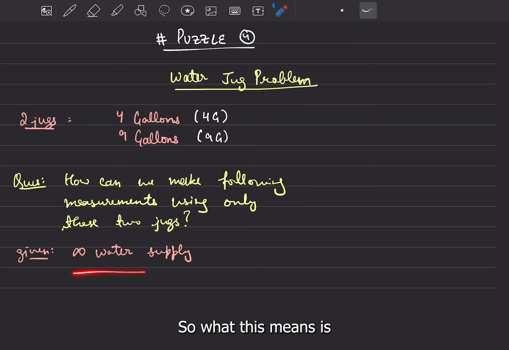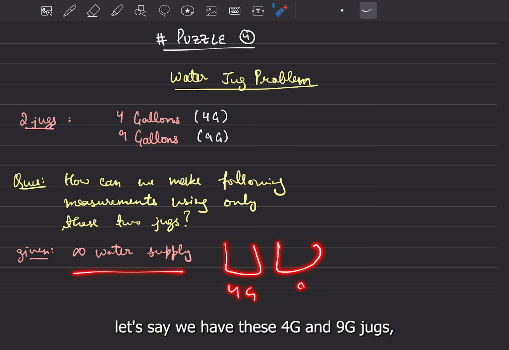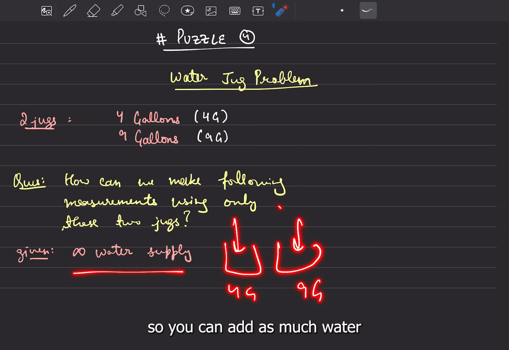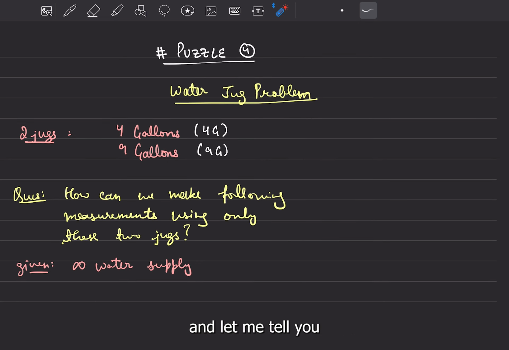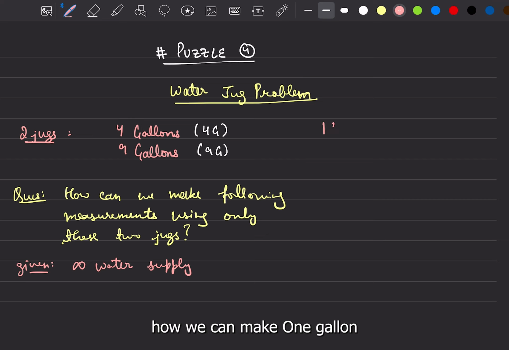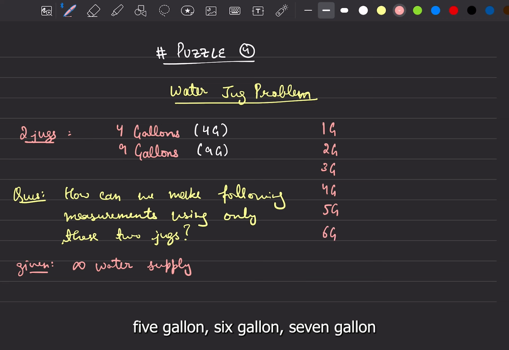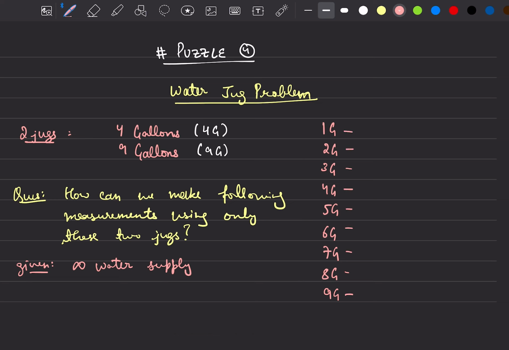What this means is, let's say we have these 4G and 9G jugs, you can add water as many times as you want and take it out as many times, so there's no restriction on that. You need to find how we can make 1 gallon, 2, 3, 4, 5, 6, 7, 8, and 9 gallon. You have to make all these. I'll start the 5 minute timer; pause it, think about it, and we'll come back.